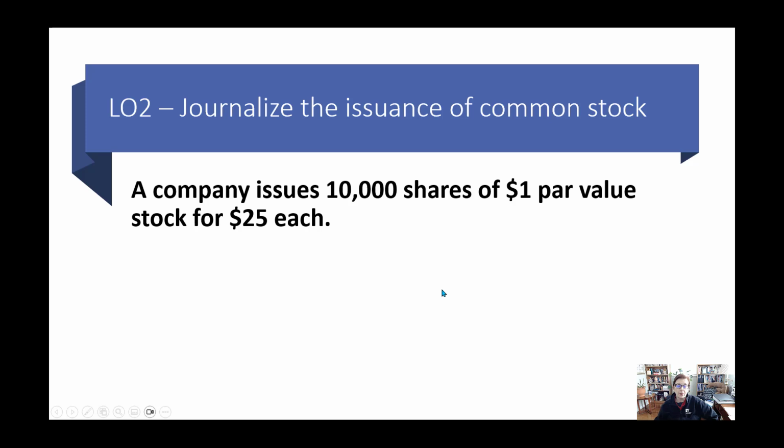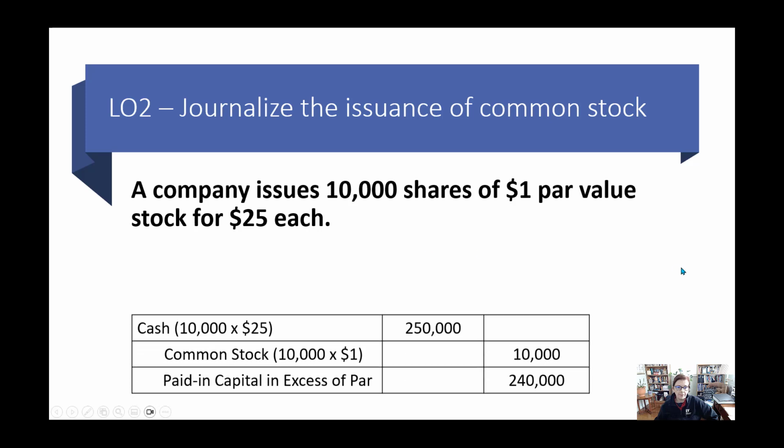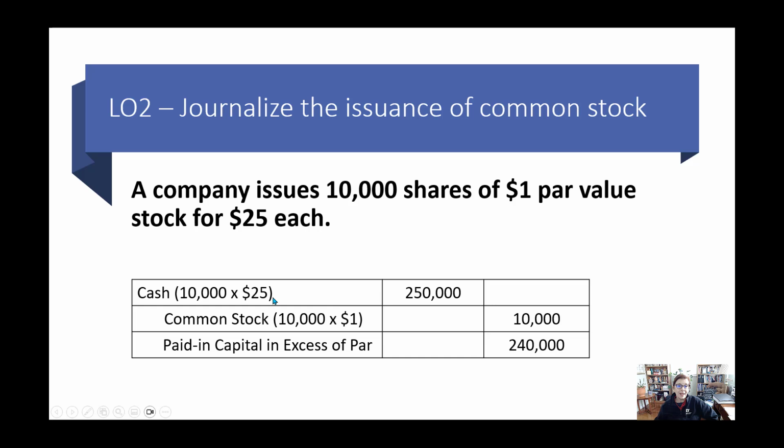So let's see how that works. Let's say a company issues 10,000 shares of $1 par value stock for $25 each. All right, so the company is going to make a journal entry. It has 3 pieces to it. It's going to debit cash for the issuance price.